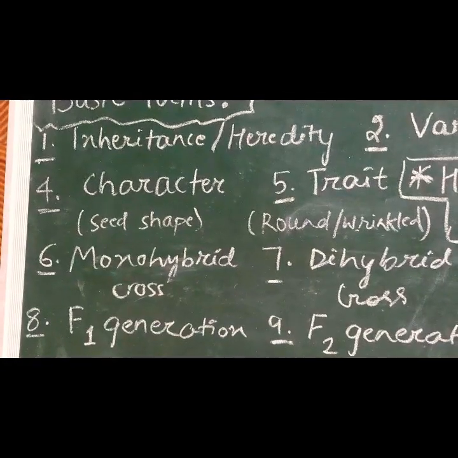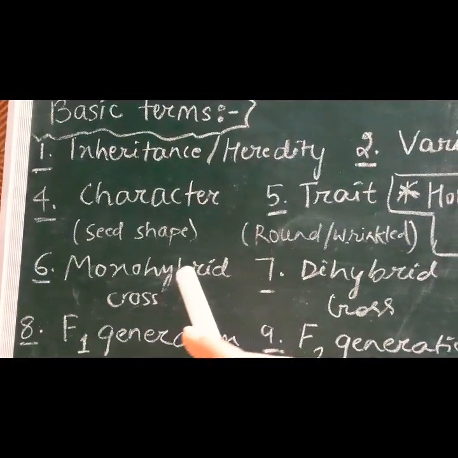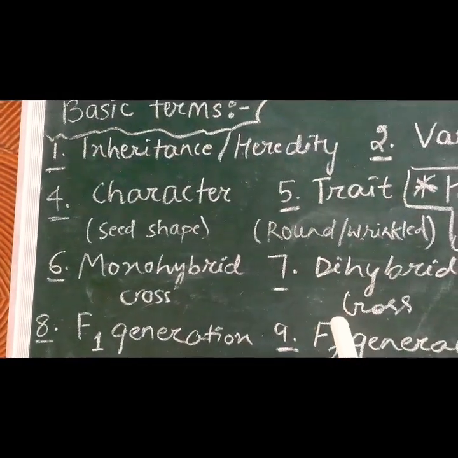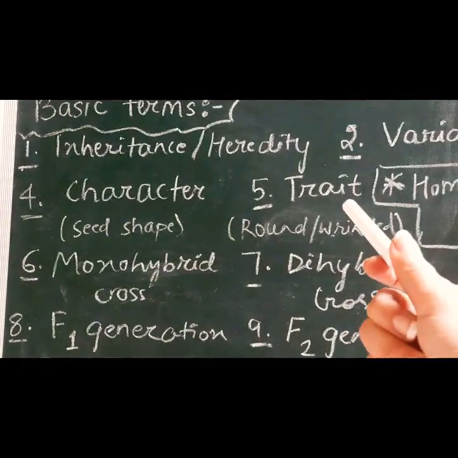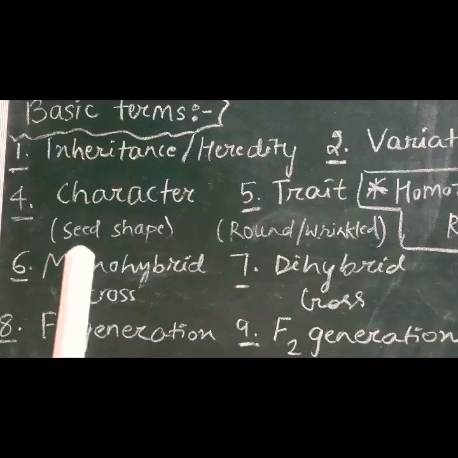So here we are talking about seed shape. So seed shape basically could be of two types. It could be round or it could be wrinkled. When we specify the shape of a seed, then we are talking about its trait, not its character. For example, I have already stated about human being.